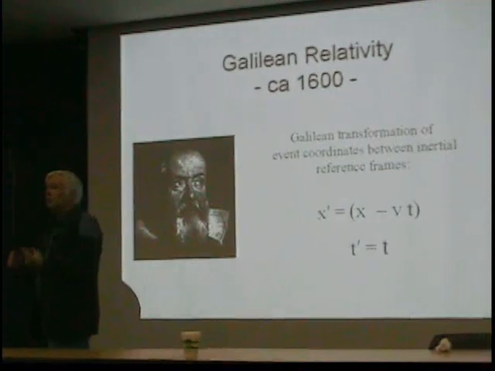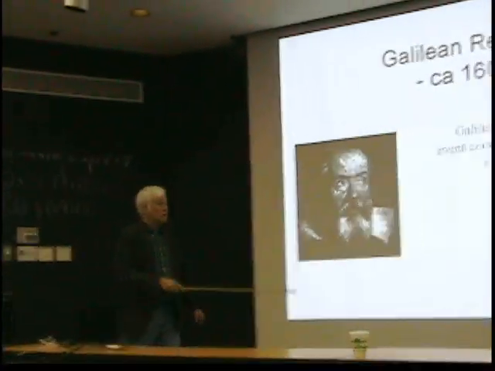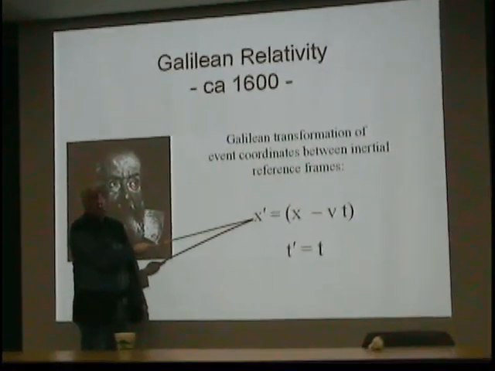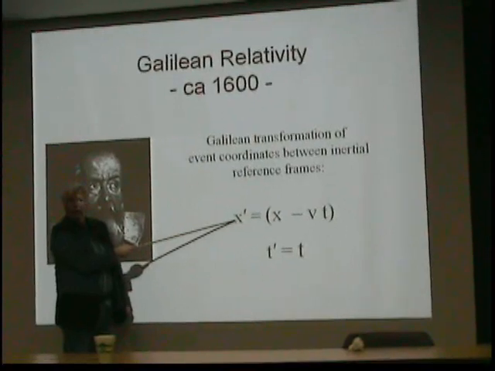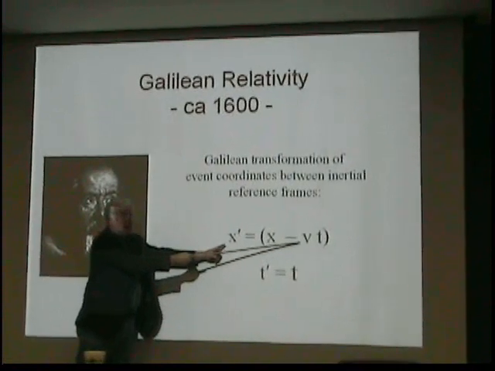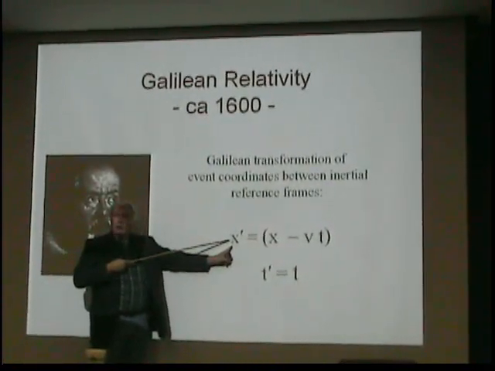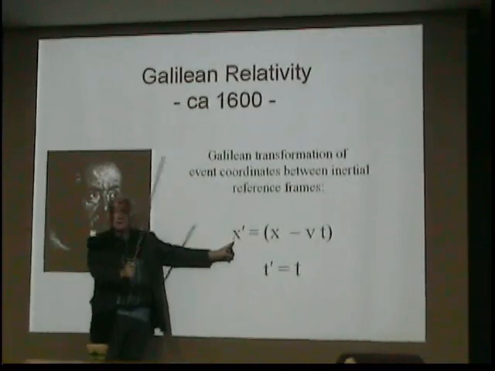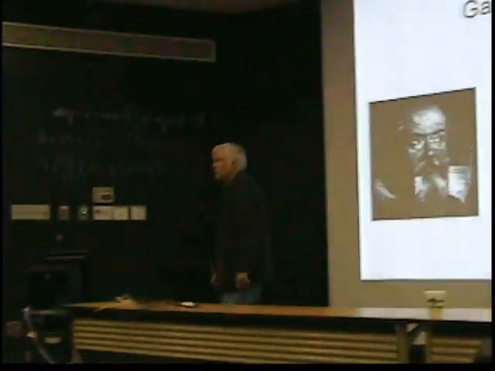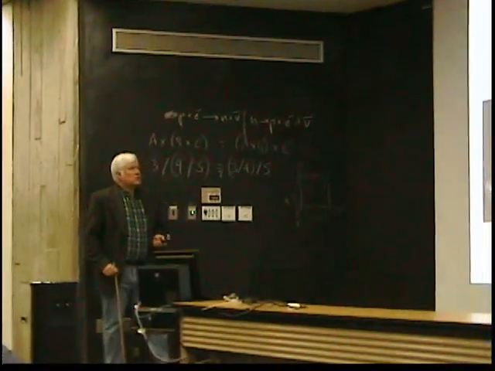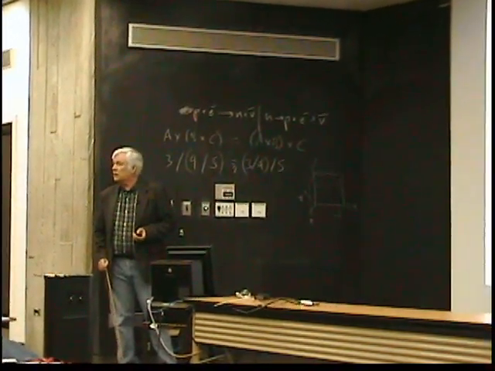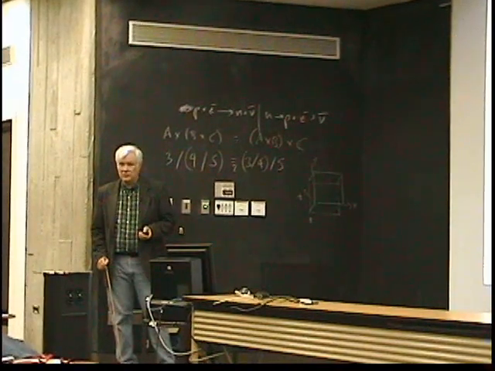The calibration between the moving guy and the stationary guy is this formula. And all this says is that if you're sitting on a train and there's a tree outside the window at some fixed value of x, and you're moving at velocity v, you're going to see that tree changing its position x prime with time. That formula says that. But you're not going to notice the time has changed. And that's called the Galilean transformation, and it is a symmetry of physics provided that the velocities are small compared to the speed of light.